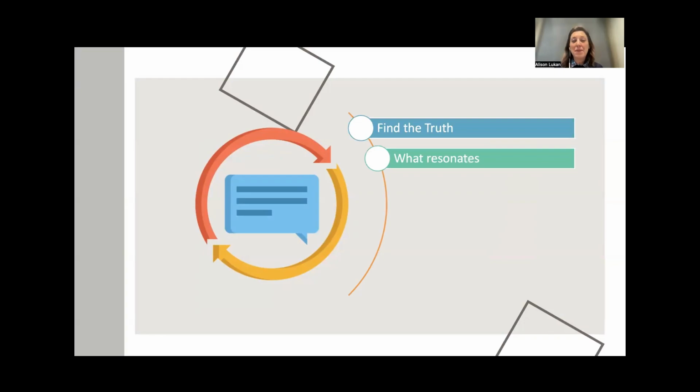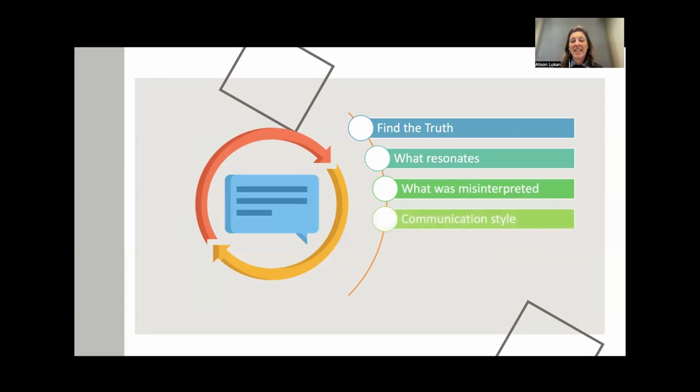Also, ask the people that you practice with or present to what resonates with them. See if what you wanted to say is what in fact they heard and what stuck with them. And on the other side of that coin, find out what was misinterpreted. How do you need to tell a point differently, or what messaging didn't get across? Make sure that your communication style jives, that your translation and your audience understanding connects your message to those who you're presenting to.